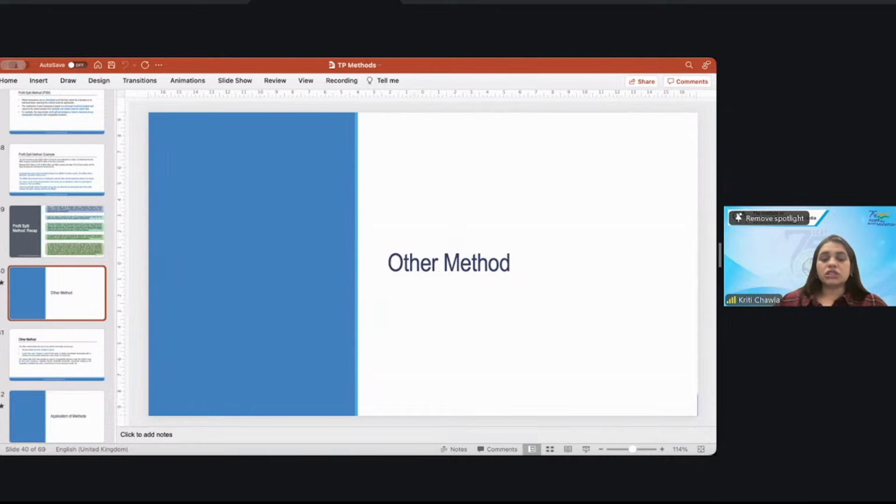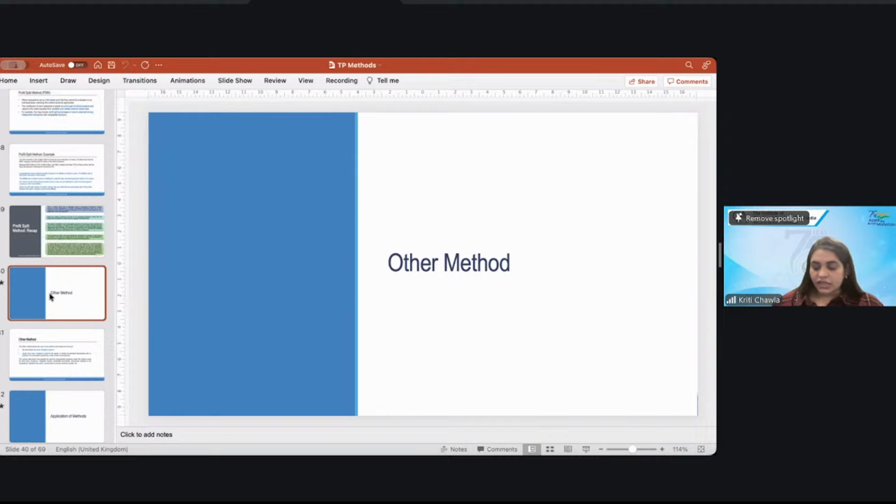I have a question on the chat box which says, where can we access the slides? You can access this. I will be sharing the slides with the BOS team, and you can access it from them, or you can get it from the portal itself. But just allow me some time. I haven't uploaded the slides as yet. I will be doing that shortly.